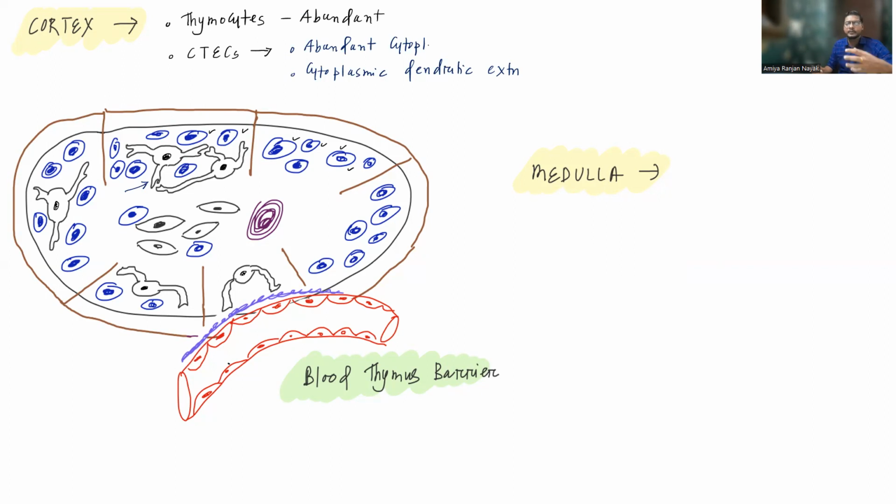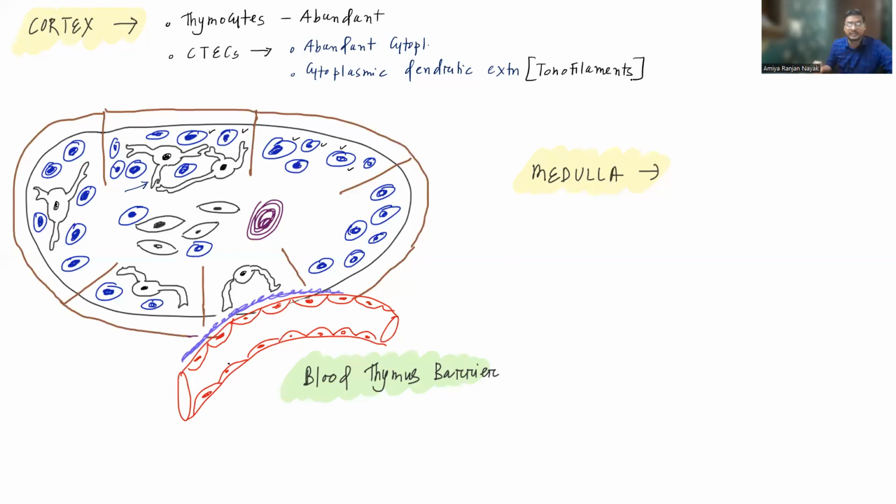Okay, and because of these cytoplasmic extensions, they can connect to each other. So two cortical thymic epithelial cells can interact and connect with each other through these cytoplasmic dendritic extensions. And these cytoplasmic extensions will have tonofilaments, and with the help of this, they can interact with each other.